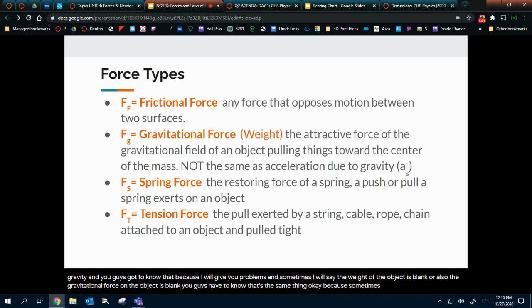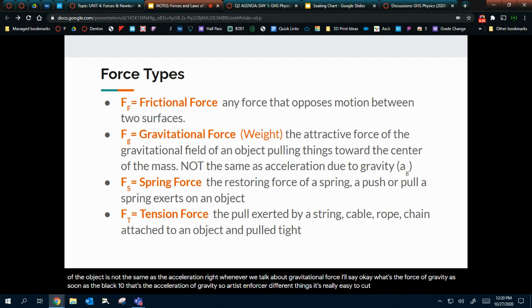Because sometimes I'll give you a question and be like, the gravitational force of the object is blank. What is its weight? You have to know that's the same thing. But you should also know that the weight of the object is not the same as the acceleration, right? Whenever we talk about gravitational force, I'll say, okay, what's the force of gravity on this? The students will be like 10. No, that's the acceleration of gravity. Acceleration and force are different things.